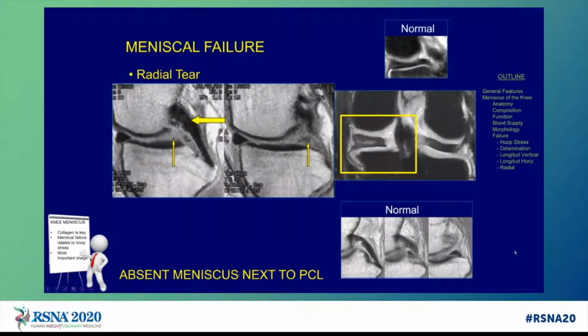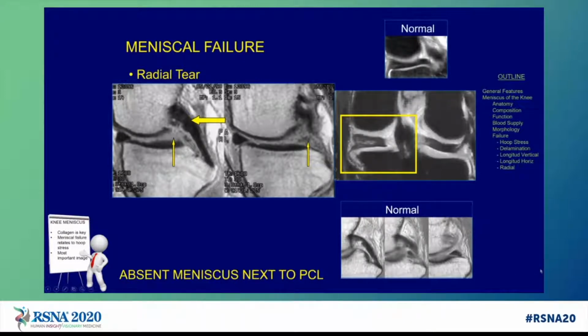Now, if I had to tell you what I believe is the most important sequence on an MR examination, it's my belief that it is the coronal fluid-sensitive fat-suppressed sequence because it shows you ligaments and contusions. Okay, I believe it's the most important. And if I were to tell you what is the most important image in an MR examination of the knee, it is this image right here, showing you this particular region.